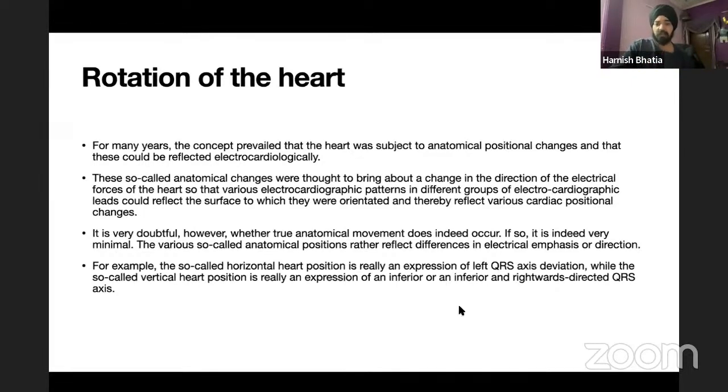For example, the so-called horizontal heart position is really an expression of left QRS axis deviation, right? So sometimes you think the heart is like this, so the heart has become horizontal, that is why you're getting left axis deviation. But that is not the case. The heart has not become horizontal. It is the QRS axis which has become horizontal. And the so-called vertical heart, like this, that is right axis deviation. It is the electrical axis which has shifted to the right side, not the heart.